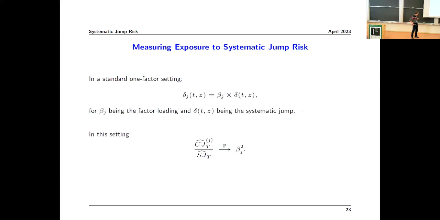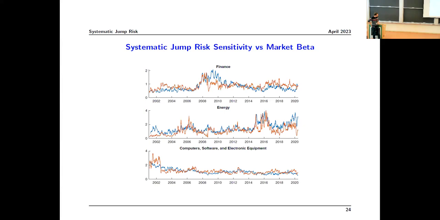I'll skip the CLT for this, but just to connect things and not think that this is so strange or abstract, think about a factor model again. If we were in a one factor setting, I'll have this systematic jump event. This is my factor exposure, beta J, and this is the size of this factor, which is latent. Then my statistic CJ, scaled by SJ, the systematic jump risk statistic, is going to pick up the factor exposure squared. I'm losing the sign in doing that, but if I'm going to focus on variance risk as I'm going to do in the application, that's enough.